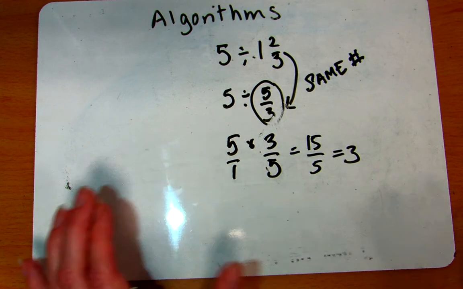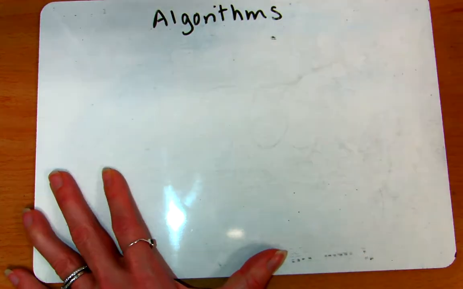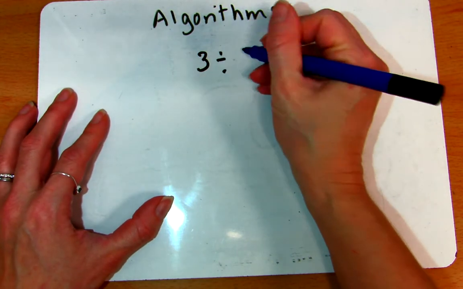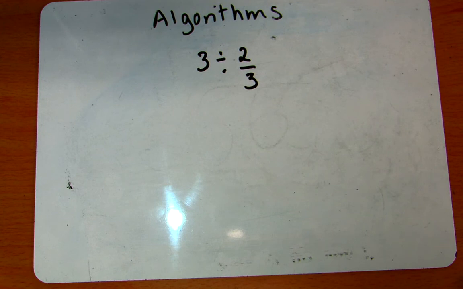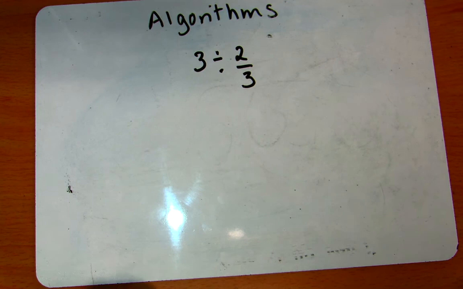Okay, one last thing before we go. Wouldn't want to make this a short video. I'm going to look at the problem 3 divided by 2/3. Okay. Now, up until now, we've been looking at fractions that have a 1 in the numerator. And so it's really easy to say, oh, well, 1/4 fits into 1 4 times because there's 4/4 in one hole. Or 1/5 fits into 1 5 times because there's 5/5 in one hole.